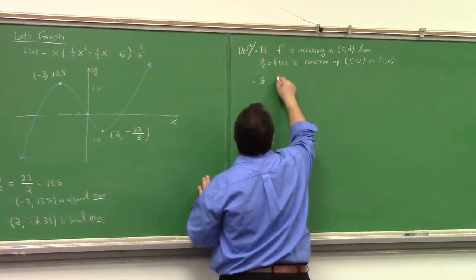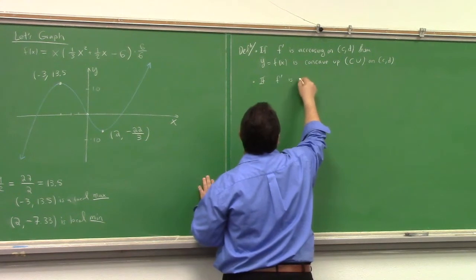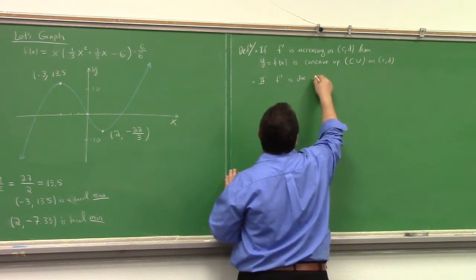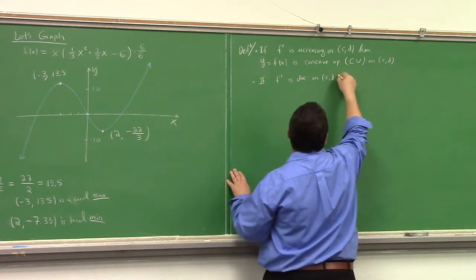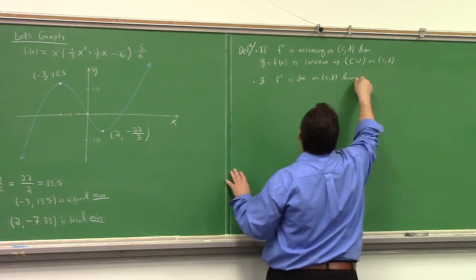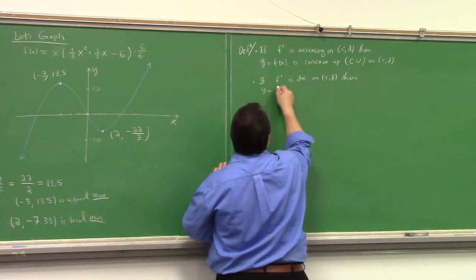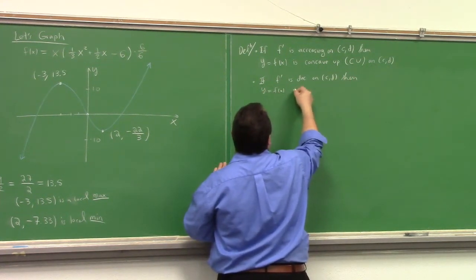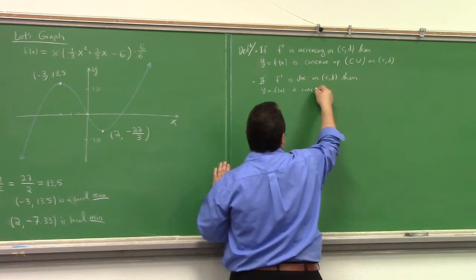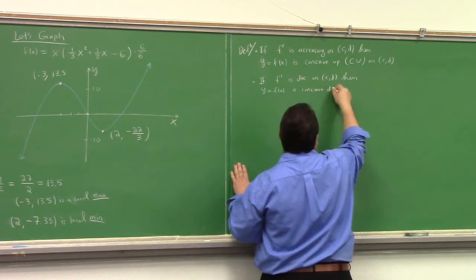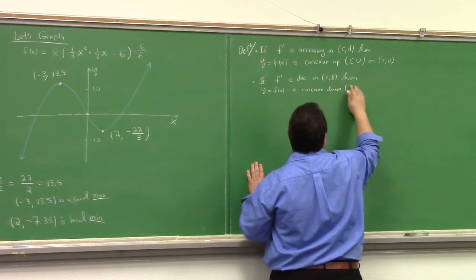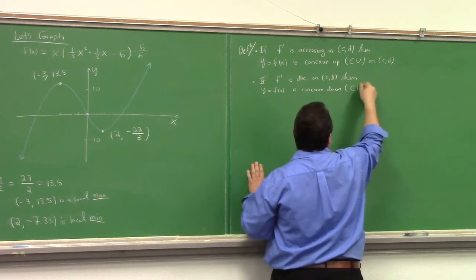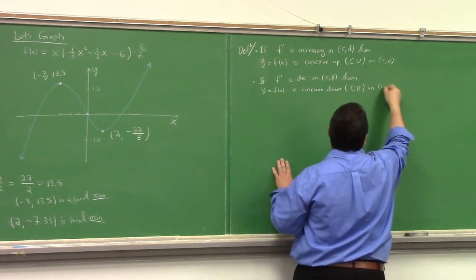If f prime is decreasing on CD, then y equals f of x is concave down, which we'll abbreviate as CD, on C comma D.